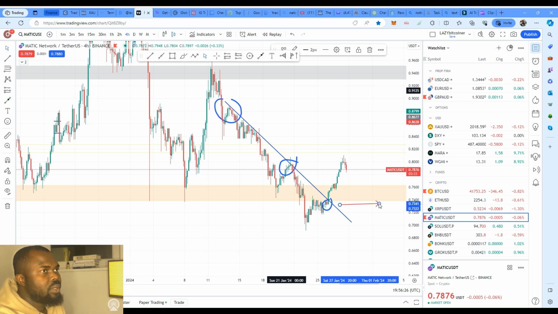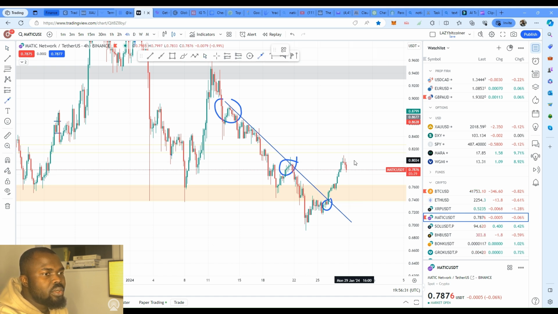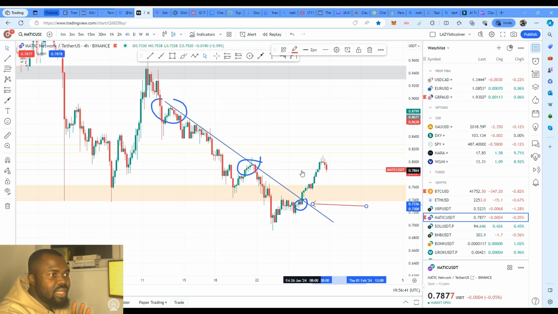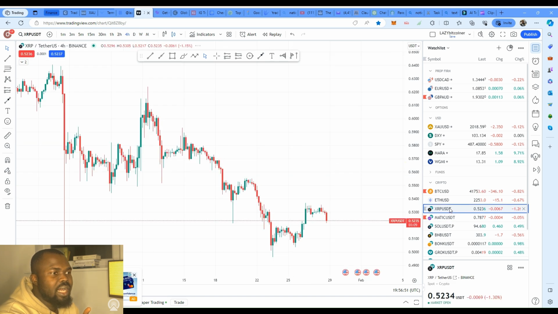That's the other way around. This will be a good, beautiful entry for me. If I take an entry here, definitely I'm in profit. As simple as this is, don't let anybody complicate things for you. I'm literally here to make things as simple as possible. So let me look at another ticker, and then we'll see how that goes.